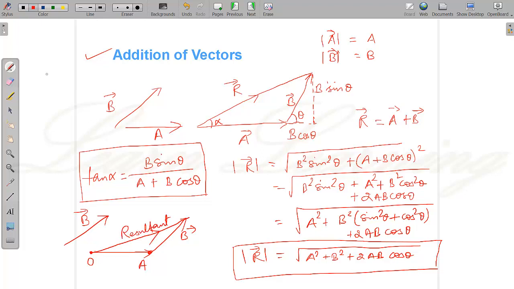The other way you can understand is, let's say there is a vector A and you join it tail to tail. Let's say there is a vector.